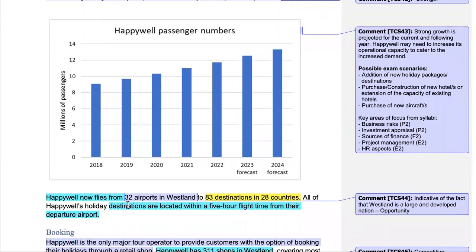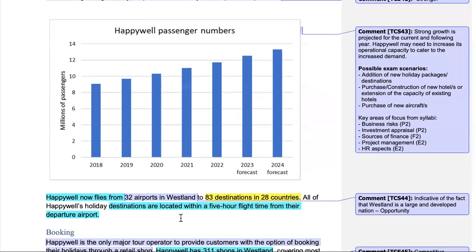And Happywell now flies from 32 airports in Westland to 83 destinations in 28 countries. As I told you earlier, Happywell has a fleet of aeroplanes. They own their fleet of aeroplanes, and because of that, they are operating from 32 airports in Westland. This is indicative of the fact that Westland is a large and developed nation, which provides us with significant opportunity to grow our sales into the future. Okay, and Happywell's holiday destinations are located within a 5-hour flight time from their departure airport.